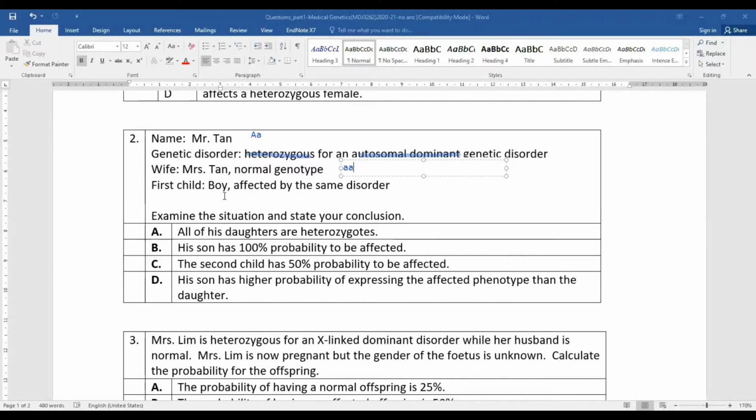First child, boy, affected by the same disorder, right? This is autosomal, so it doesn't matter whether it's a boy or a girl, but he is affected by the same disorder, so he is also carrying the mutant allele. Now, when we talk about autosomal dominant genetic disorder, most of the time it is heterozygous, right? Rarely it's going to be homozygous. There are various reasons.